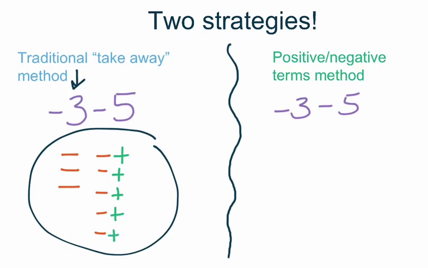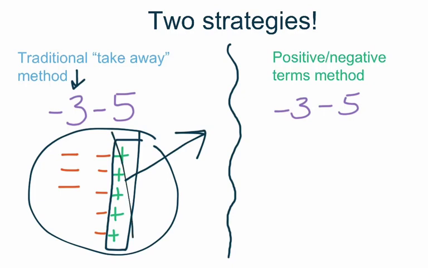So I've now added 5 neutral pairs, and I have not changed the value of our plate because I've essentially added 0. But now I can take these 5 positives away. I don't need them anymore because I'm subtracting them off. Well, now that I've taken them away, what's left on my plate? 8 negatives. Okay, so negative 3 take away 5, or negative 3 minus 5, equals negative 8. And I got that by adding in some neutral pairs and then taking away my 5 positives.